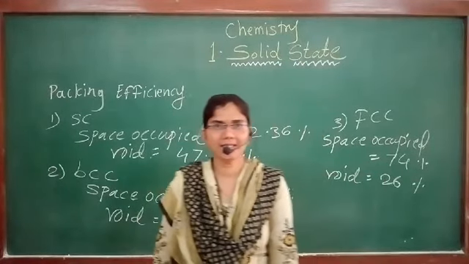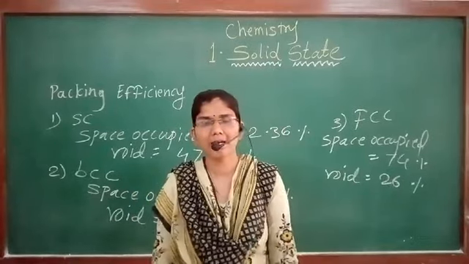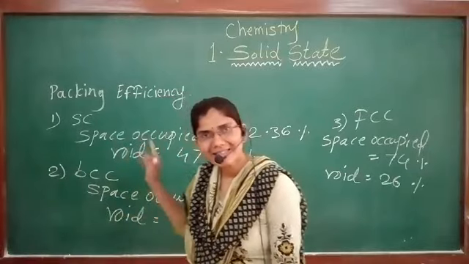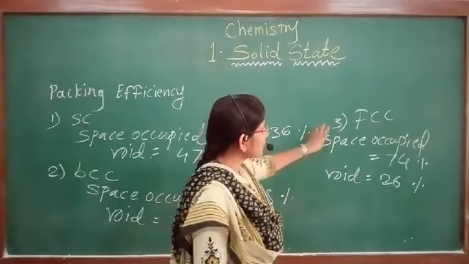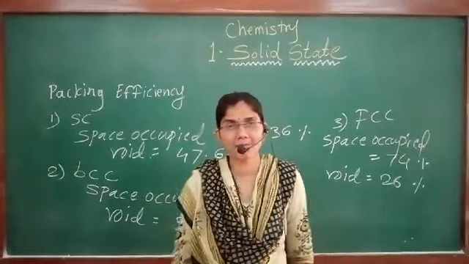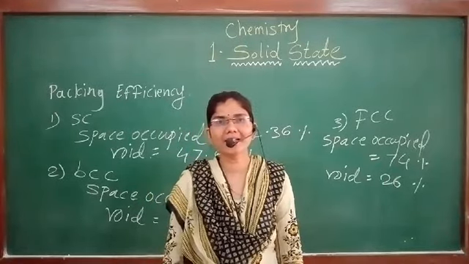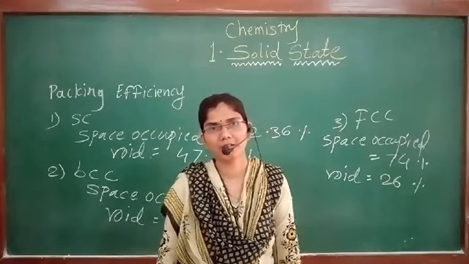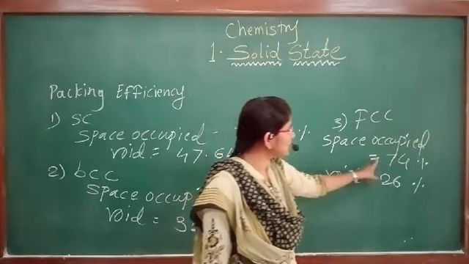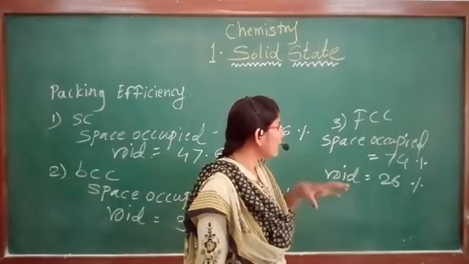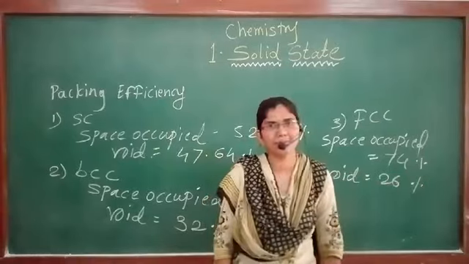For the FCC, the face centered cubic unit cell, we have not done the calculation, but just like SC and BCC, in the FCC the space is occupied by 4 particles, because for the FCC n is equal to 4. Therefore the space occupied by the 4 particles is 74%, and the void space present in the FCC is 26%.